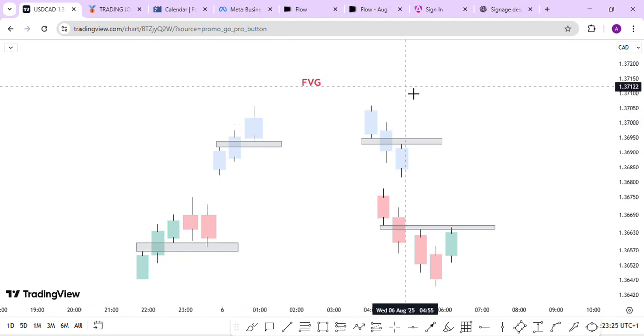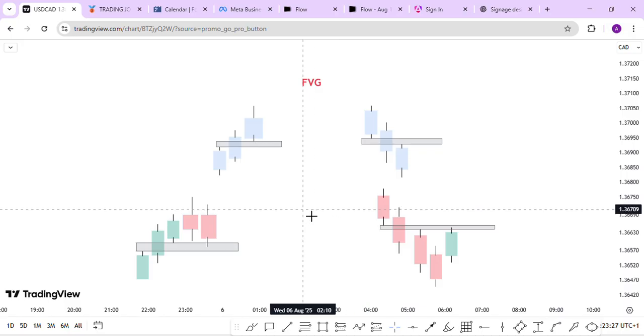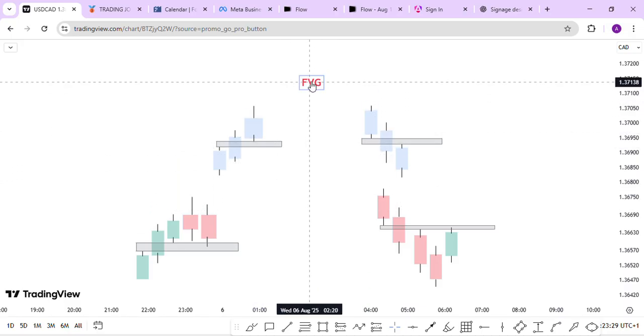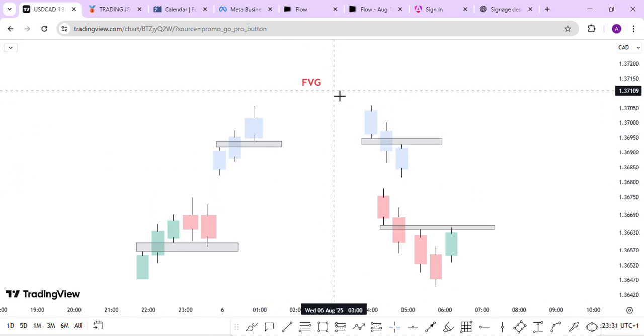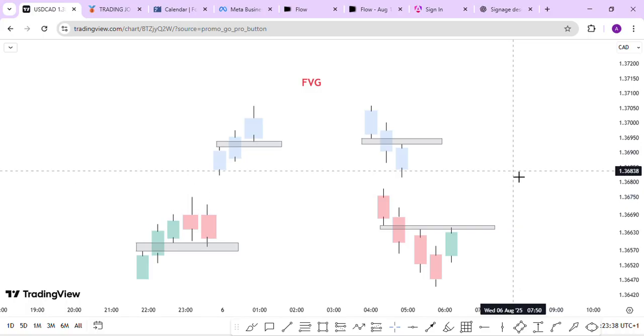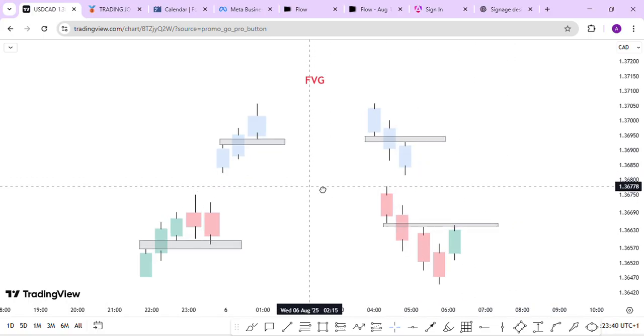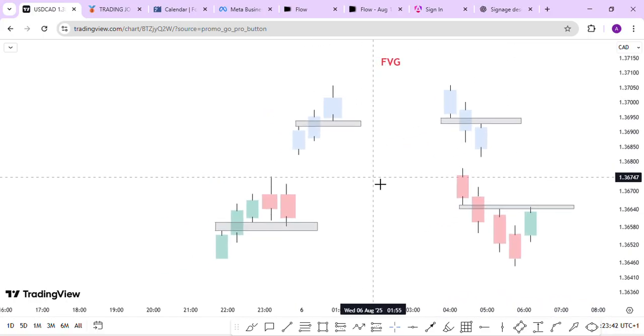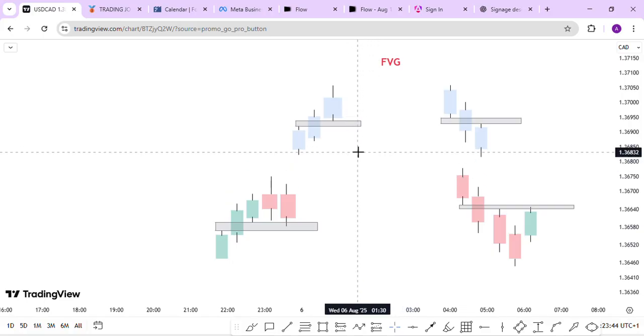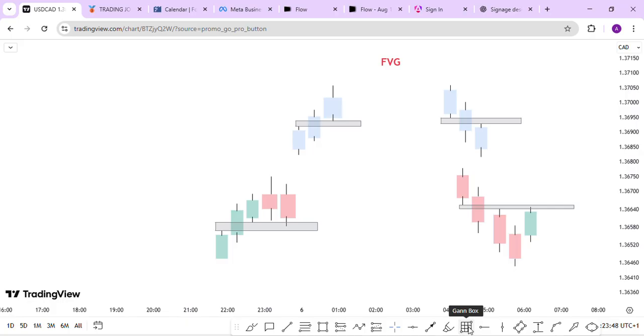Okay, welcome guys. This is another video that will be explaining what fair value gap is all about. I'll try my best to make it simple as much as I can. So let's dive into it. I have a few diagrams in front of me. The first one illustrates when fair value gap is in the upside.